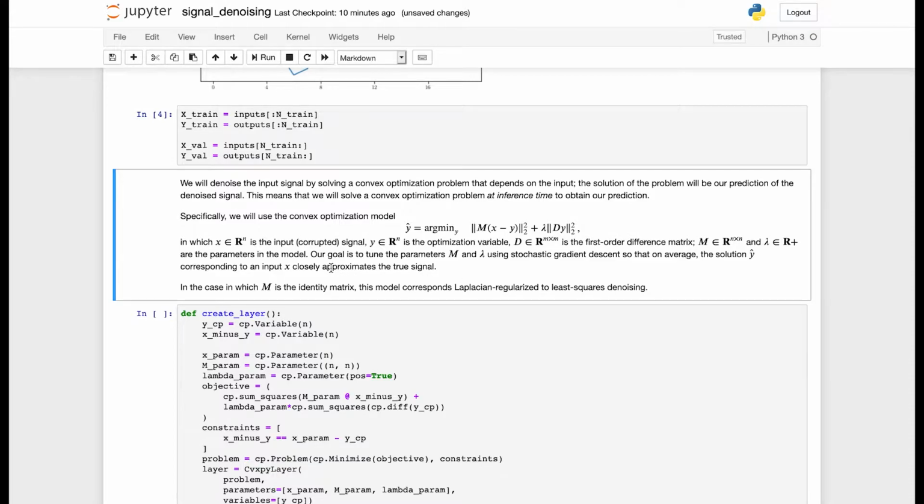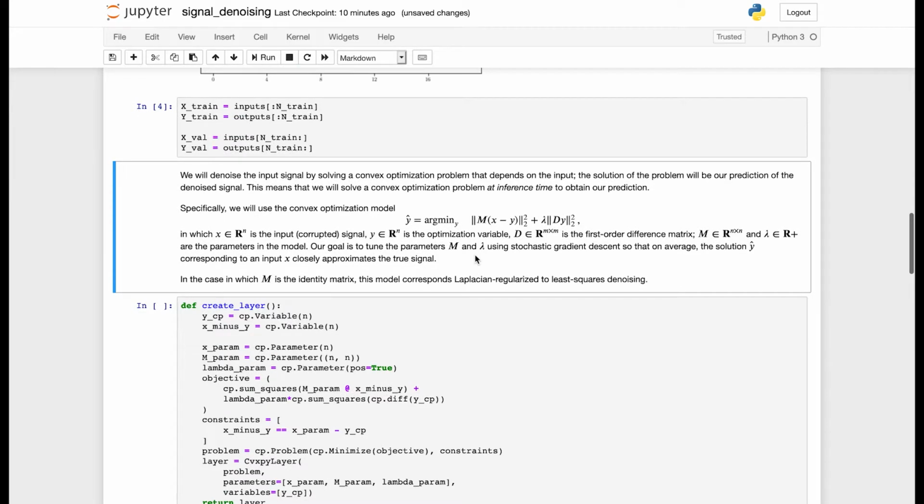We're going to tune M and lambda just like any other machine learning model, using stochastic gradient descent. I should emphasize that unlike traditional machine learning, where you solve a convex optimization problem to fit the parameters in, say, a logistic regression model, here we solve a convex optimization problem at inference time to get the prediction. Then we differentiate analytically through the solution map using CVXPY layers.